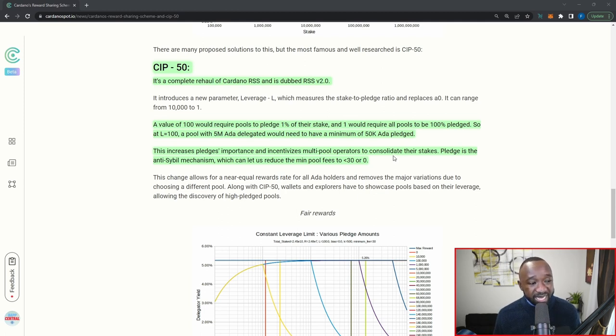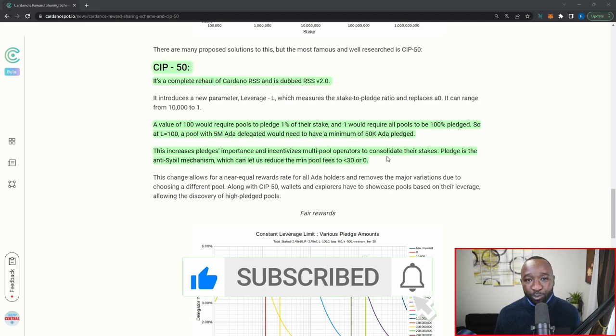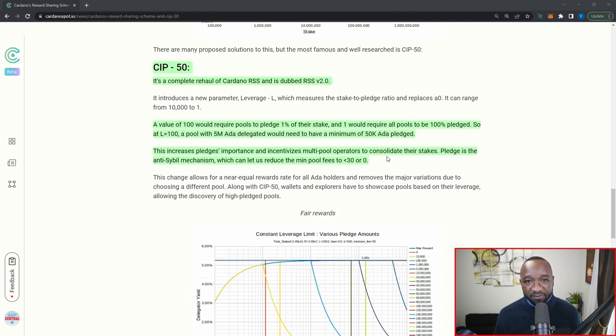Now, pledge is the anti-Sybil mechanism, which we talked a little bit about at the top, which can then let us reduce the min pool fee to less than 30 or even zero. So again, if we're able to reduce that min pool fee, that would then level out the playing field for all the newcomers, because at the end of the day, we would now be focusing on the pledge.